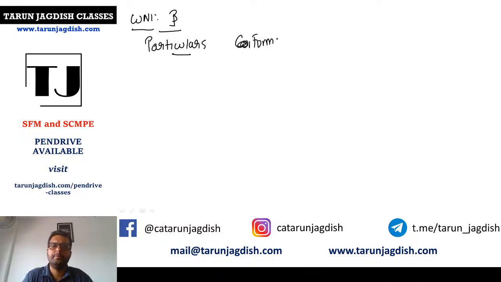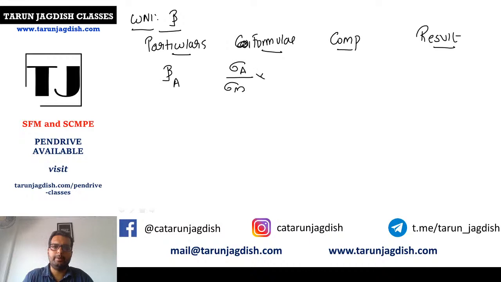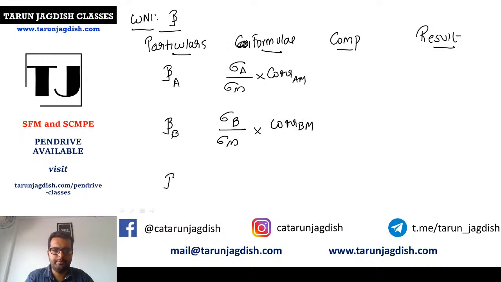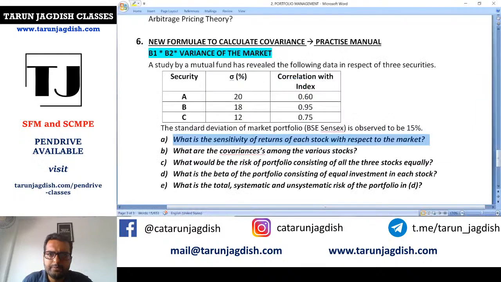formula, computation, result. Okay, so beta of A, the formula will be standard deviation A divided by standard deviation M into correlation AM. Beta B, the formula will be standard deviation B, standard deviation M, correlation BM. Beta of C will be standard deviation C, standard deviation M, correlation of CM. Can you do it like this on your own now?